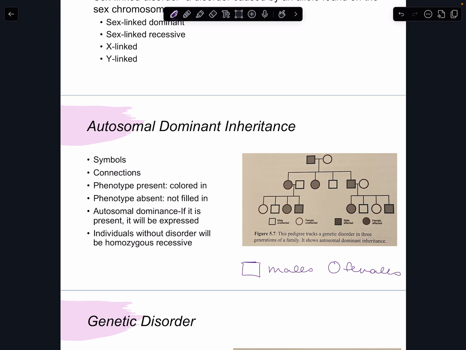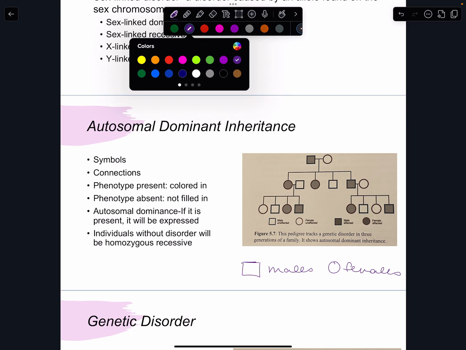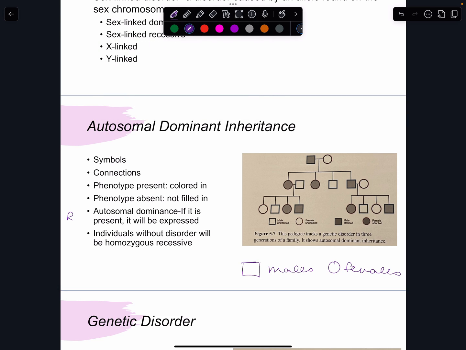So if we have autosomal dominance, it will be present. If it is present, it will be expressed. Remember, if it has a capital, I'm going to use R again. It doesn't matter if it's 2 capital R's or 1 capital R and a lowercase. If it's present, it will express. Individuals without the disorder will be homozygous recessive. So that would be, in this case, lowercase r, they would not have it, totally recessive.